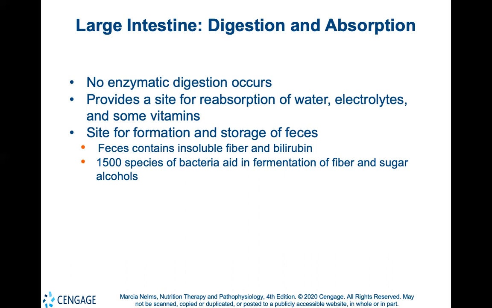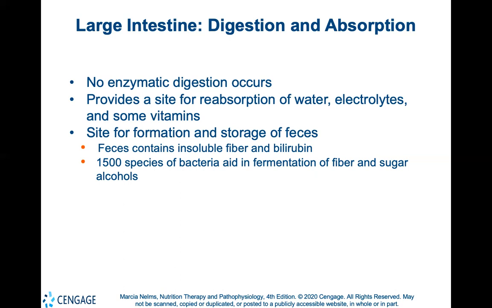The primary function of the large intestine is to provide a site for reabsorption of water, electrolytes, and some vitamins. The colon's role in absorption is even more important when disease affects the small intestine. The colon can increase its absorption significantly, as much as 3 to 5 times more than normal, in the setting of small intestine disease. The second major function of the large intestine is to serve as a site for formation and storage of feces.